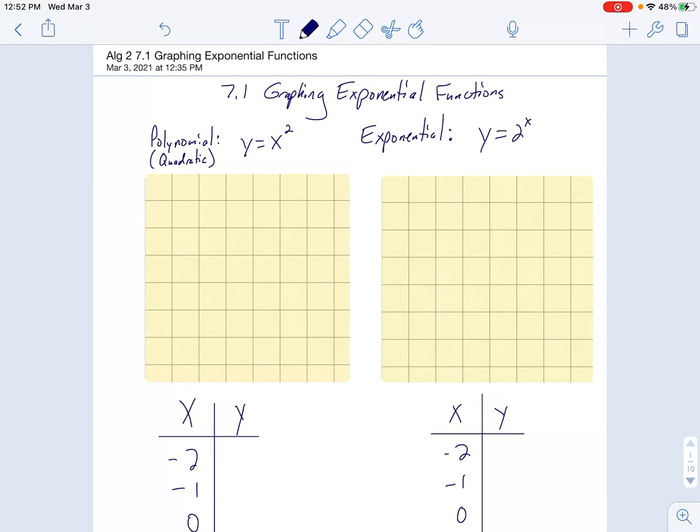Hello everyone, today we are starting Unit 7. Lesson 7.1 is called Graphing Exponential Functions. The general theme behind the whole unit is kind of a two-part theme. One is exponential functions, another one is what we call logarithmic functions, but that's nothing to worry about today. Today we're just focusing on exponential functions and we are going to be graphing. So this is a graphing day.